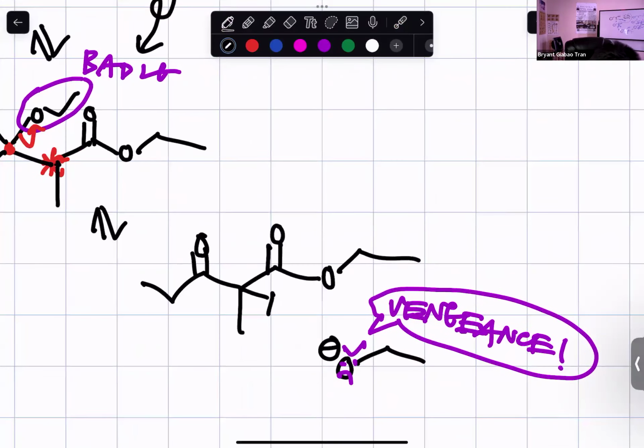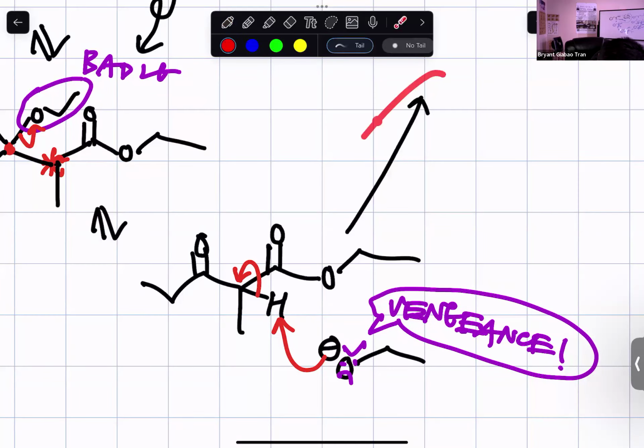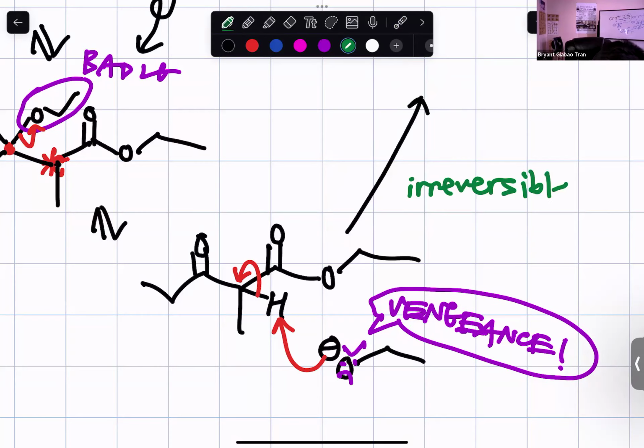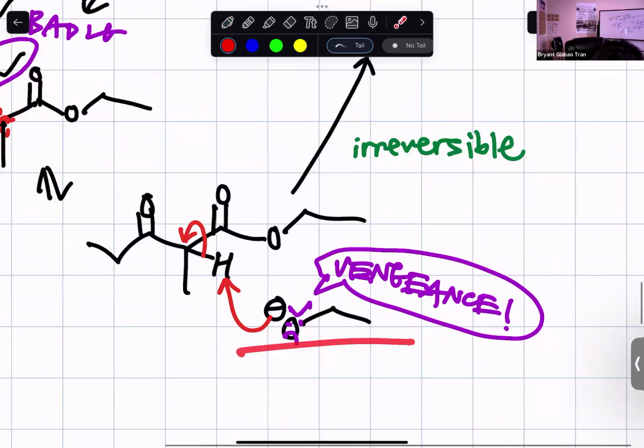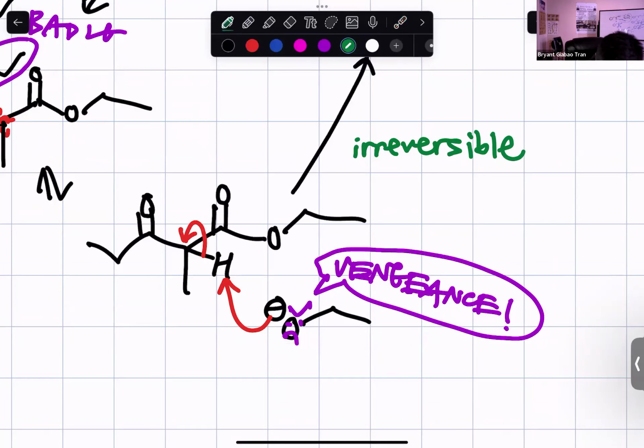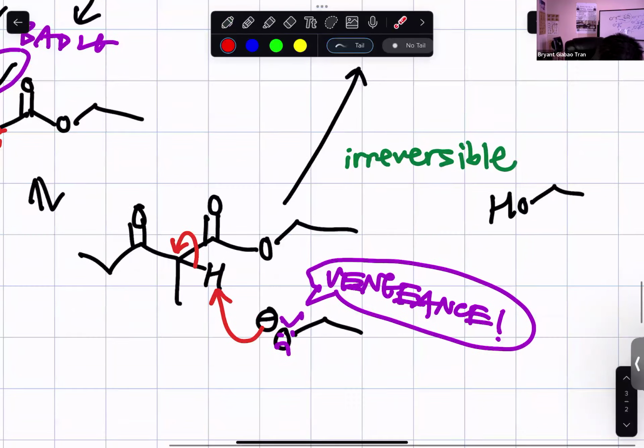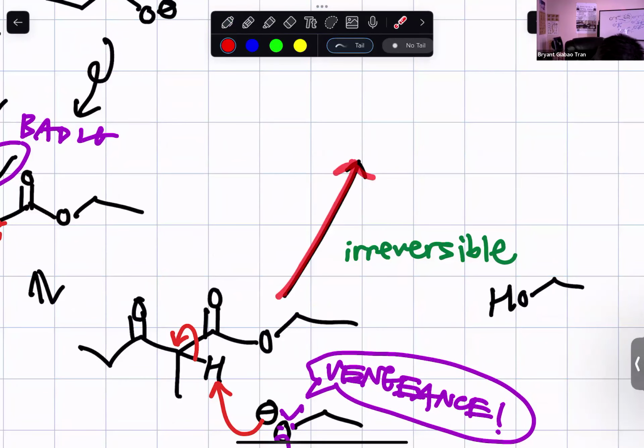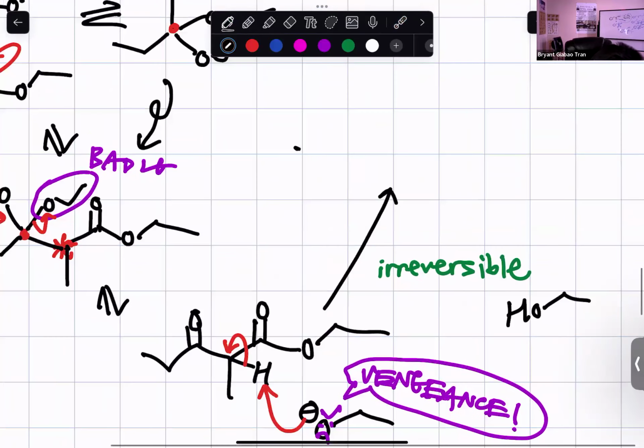So what that's gonna do is it's gonna grab the alpha hydrogen between the two carbonyls, giving that alpha carbon a negative charge. And this is the only irreversible step in the mechanism, because it doesn't want to go back to its unstable state. This OR minus here does not want to go back to the OR minus state. It wants to keep its hydrogen. It's like it's my hydrogen, and it's not giving that hydrogen back, making this the only irreversible step in the mechanism.